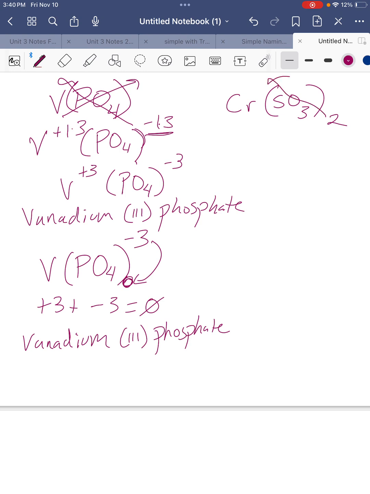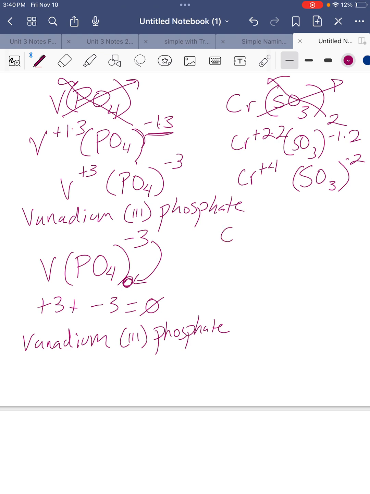Okay, let's jump over here and do the same thing with this one. Uncross, undrop: Cr +2, SO3 -1. I go on my polyatomic ion list and I look for sulfite, and I go, oh, sulfite's not supposed to be -1. It's supposed to be -2. So I'm going to multiply both of these by 2. And I get chromium +4, sulfite SO3 -2. And I'm going to name this chromium 4 sulfite.